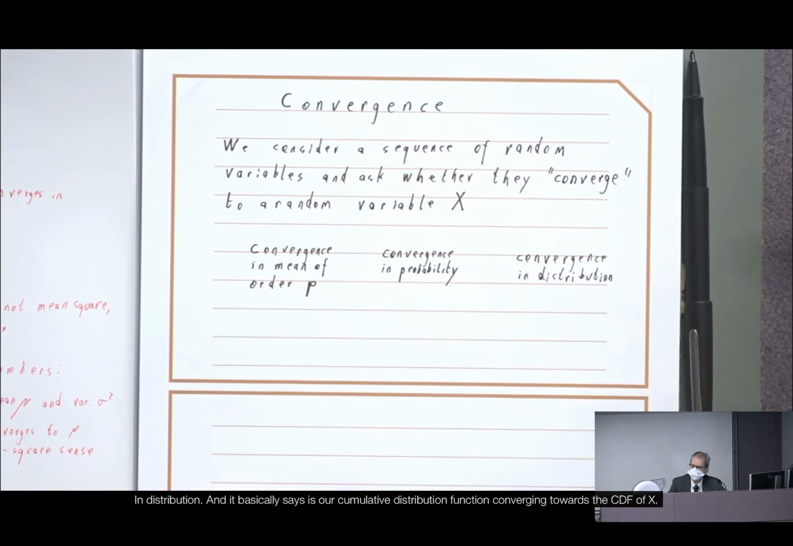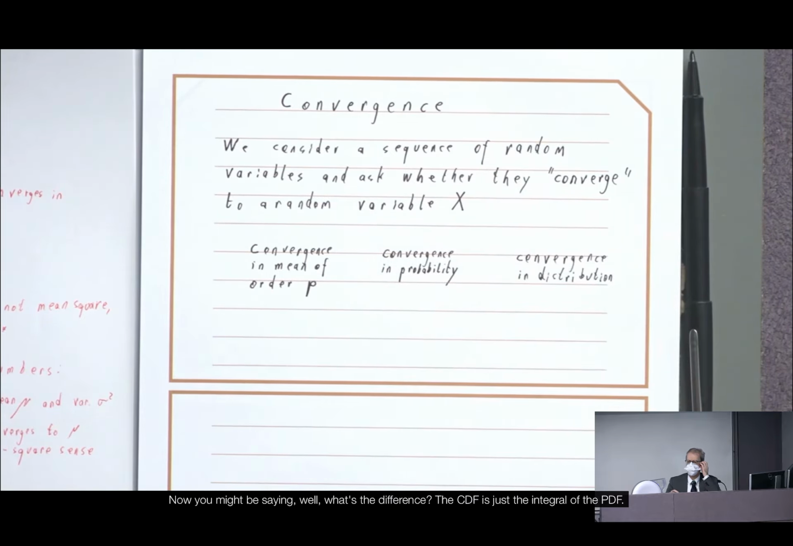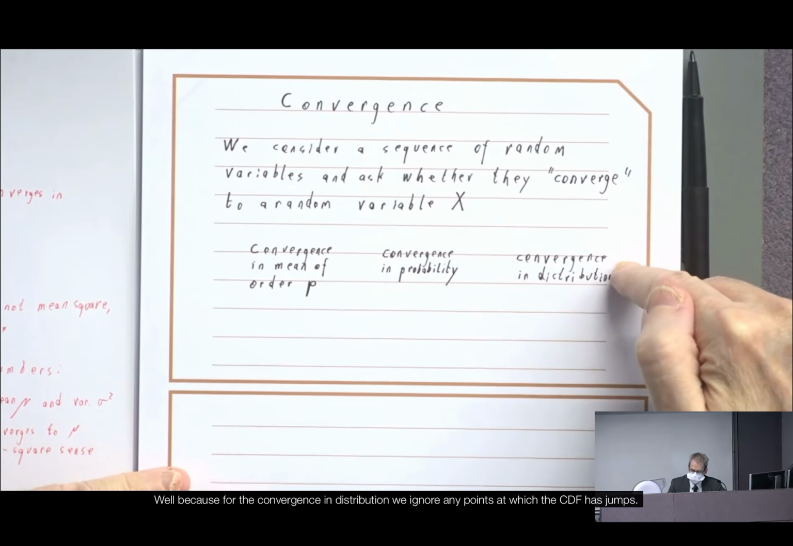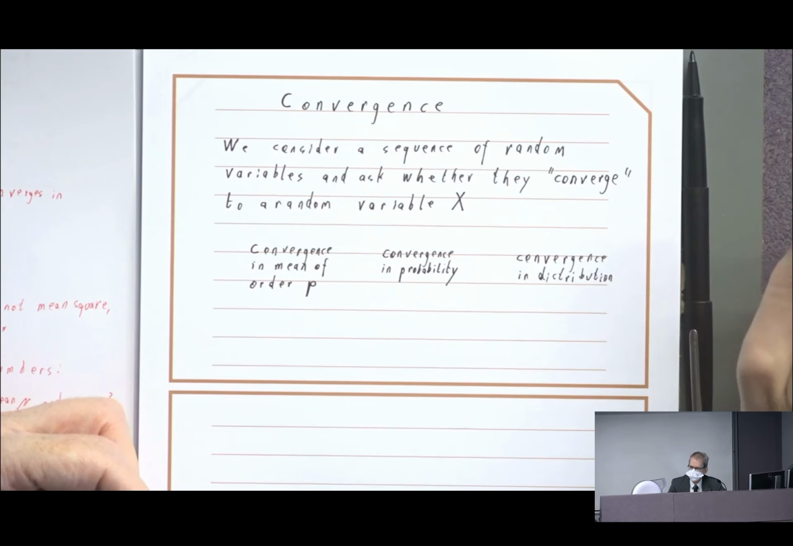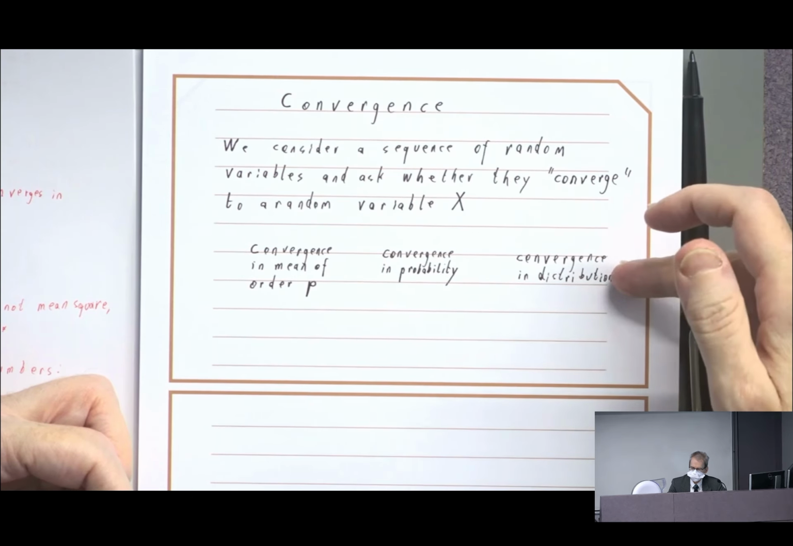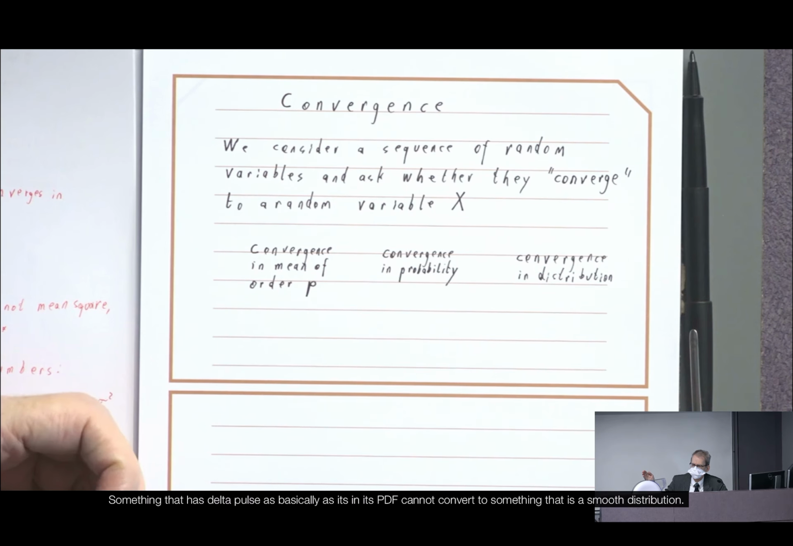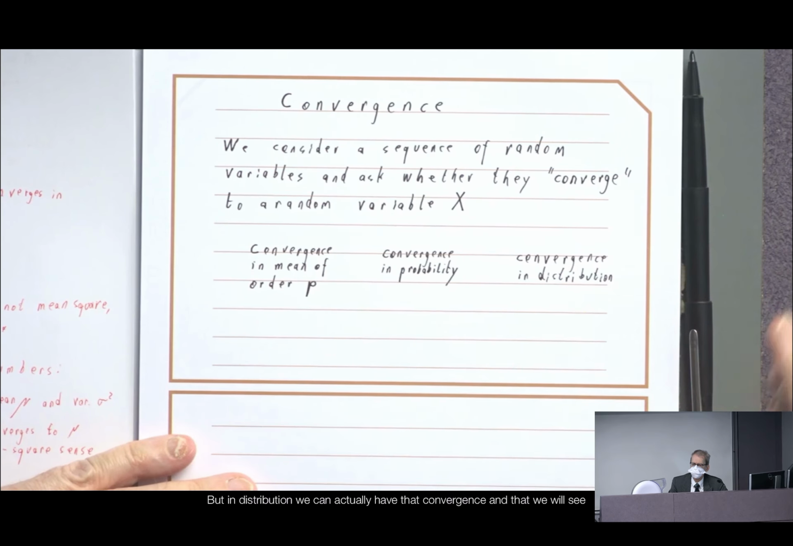And it basically says, is our cumulative distribution function converging towards the CDF of x? Now you might be saying, well, what's the difference? The CDF is just the integral of the PDF, so why is this weaker than this one here? Well, because for the convergence in distribution, we ignore any points at which the CDF has jumps. And that enables us to say, for example, that a sequence of discrete random variables converges to a continuous distribution. Because in probability, it can never converge. Something that has delta pulses in its PDF cannot converge to something that is a smooth distribution. But in distribution, we can actually have that convergence.